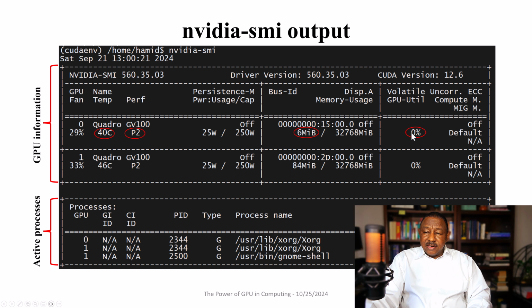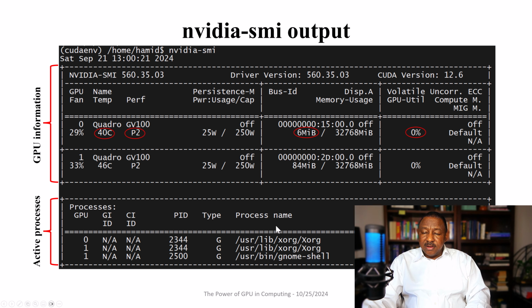And here is the GPU utilization. No program or process is using the GPU now, because this is 0%. If it's being used at 100%, it will show here. So this shows the percentage of how much of the GPU has been used. It gives you really good information.